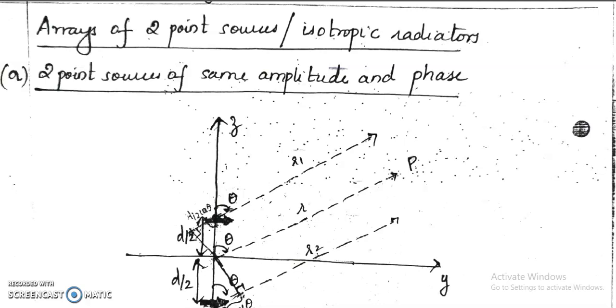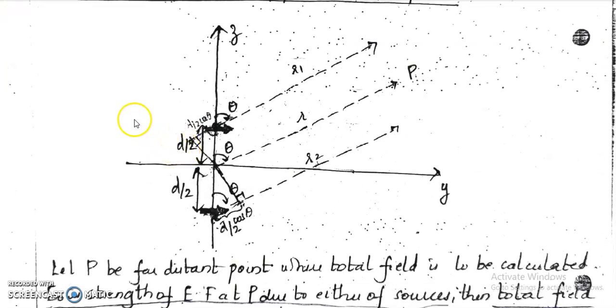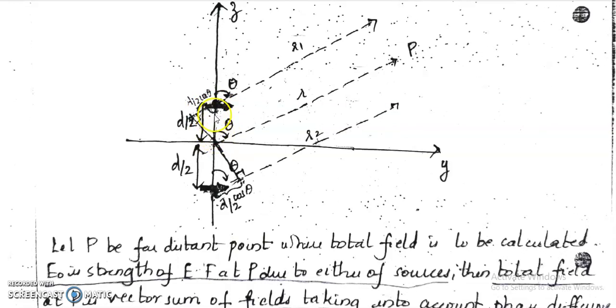We want to study 5 cases. The first case is that we consider 2 point sources of same amplitude and phase. That means we apply current in same amplitude and phase. Just check this figure. Here we consider 2 antenna elements. The first antenna element is placed here and the second one is here, and the distance between the antenna elements is d.